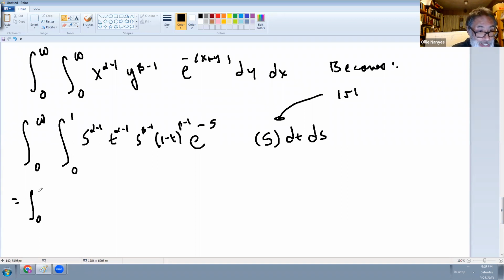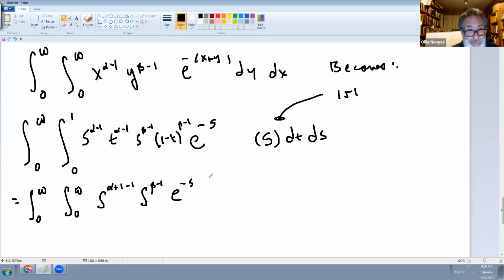So let's just rewrite and reorganize this a little bit. This s to the alpha minus 1 times an s is going to be s to the alpha plus 1 minus 1. There's a reason I'm writing it in a strange way. This is going to be s to the beta minus 1, e to the minus s. Then let's look at the t. t to the alpha minus 1, 1 minus t to the beta minus 1, dt ds.